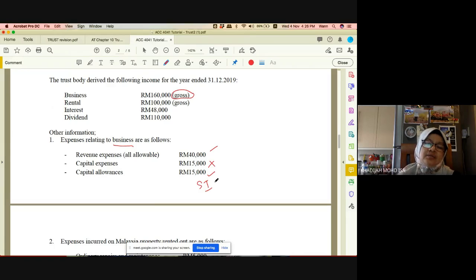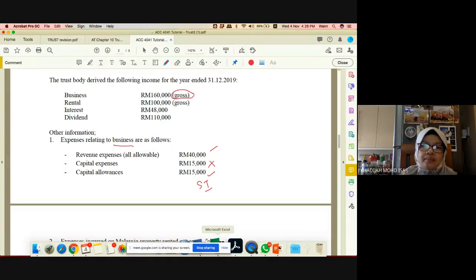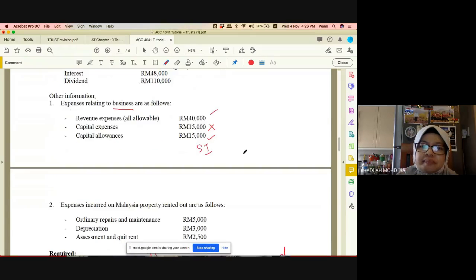Don't tell me that, oh, I'm not sure about the tax computation. Because at this advanced level, I do not want to listen to that excuse. If you think that your tax computation is not good enough, then you have to put in extra effort so that you know your tax computation.